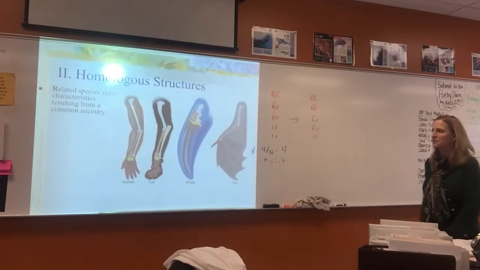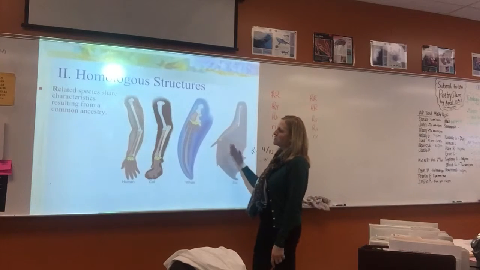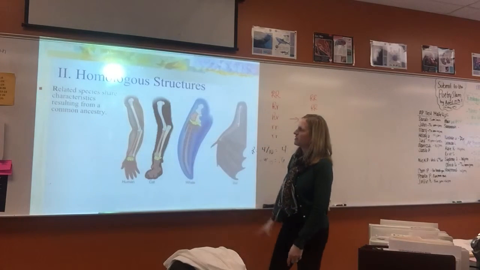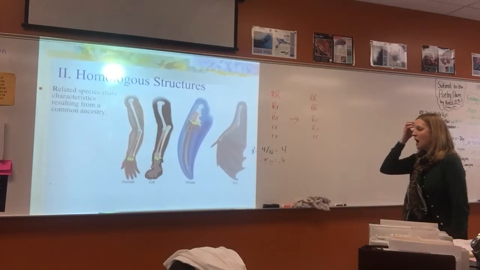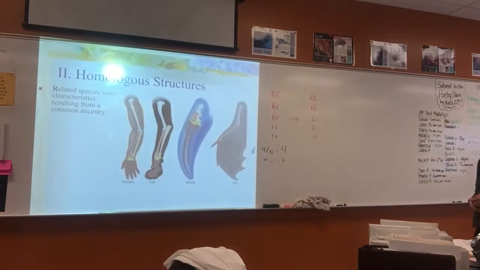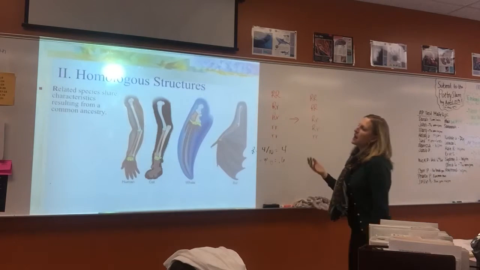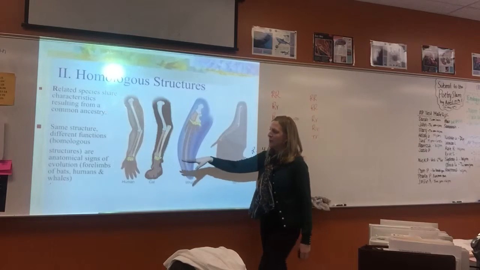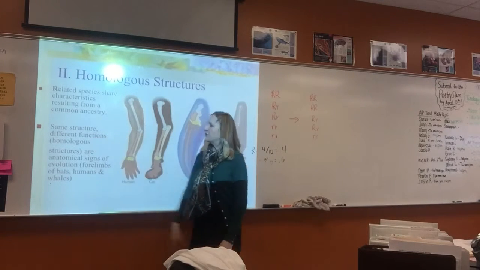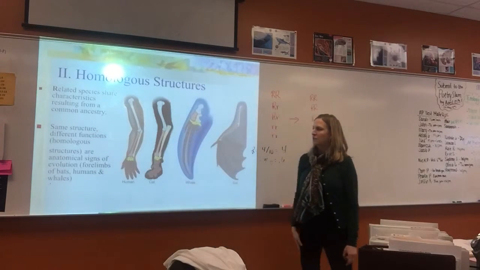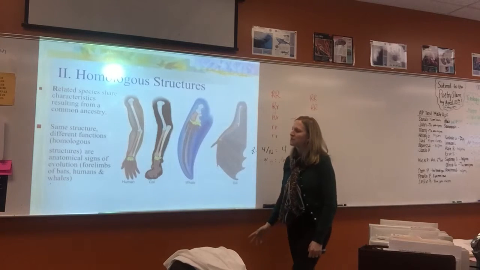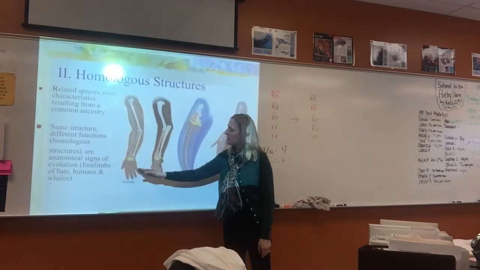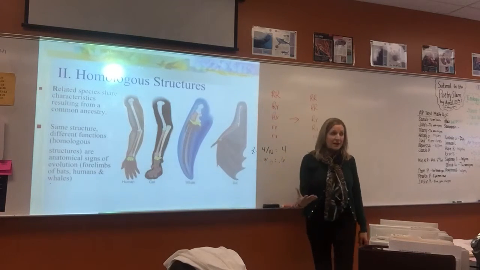So while they have the similarity in that they have the same types of bones, the bones and the way that they're put together, those bones are different lengths and so on to meet the needs of what they're used for. And so that's what we have here, same structure, different functions. All right, that is homologous structures. And then these are anatomical signs of evolution, meaning that these organisms have to be related in some way.